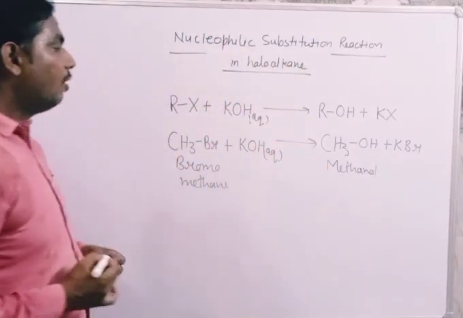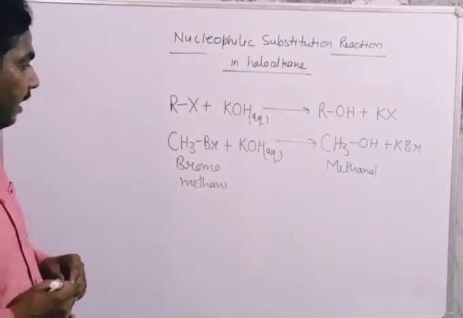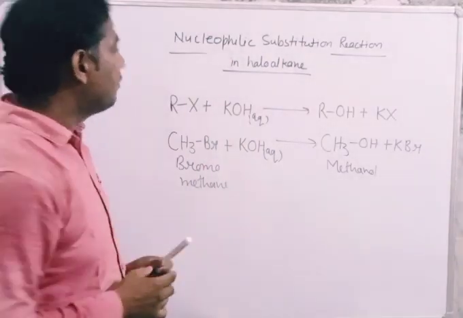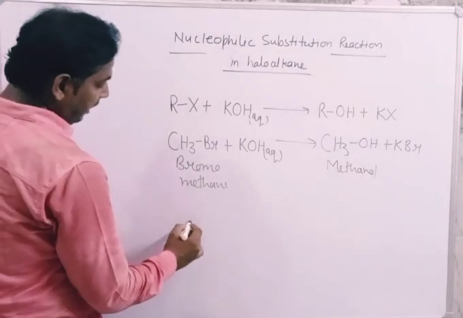Okay, so methanol is the substitution product and bromomethane is the reactant. So this is the chemical reaction. This chemical reaction can also be performed with a secondary carbon.